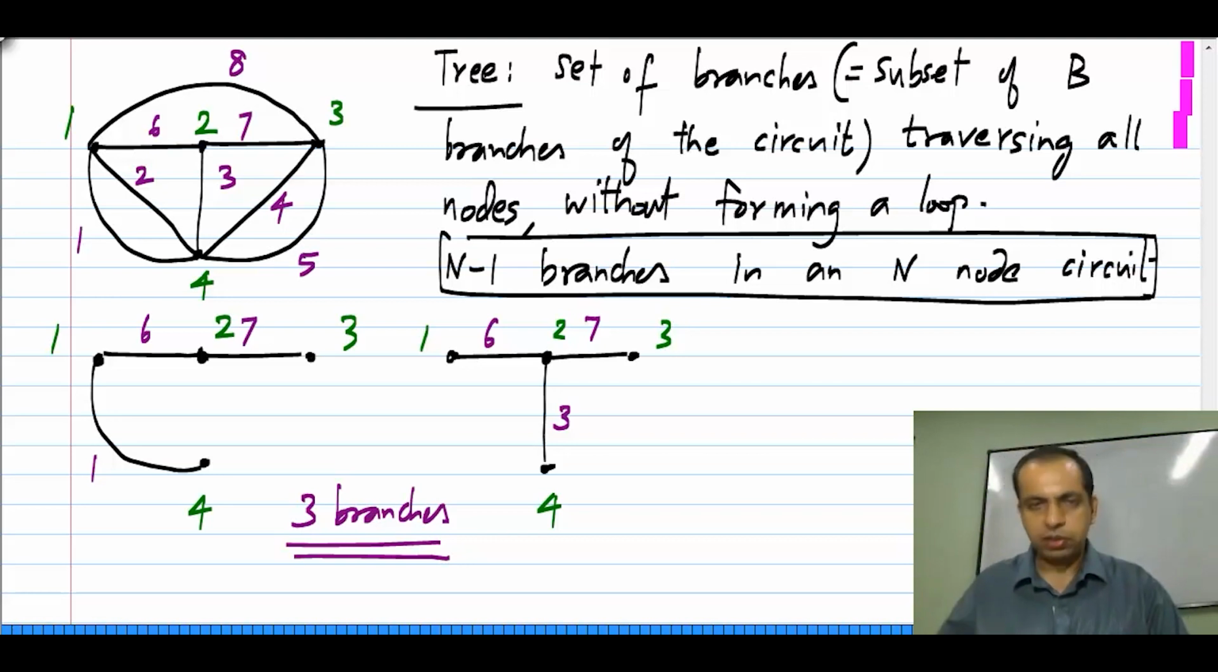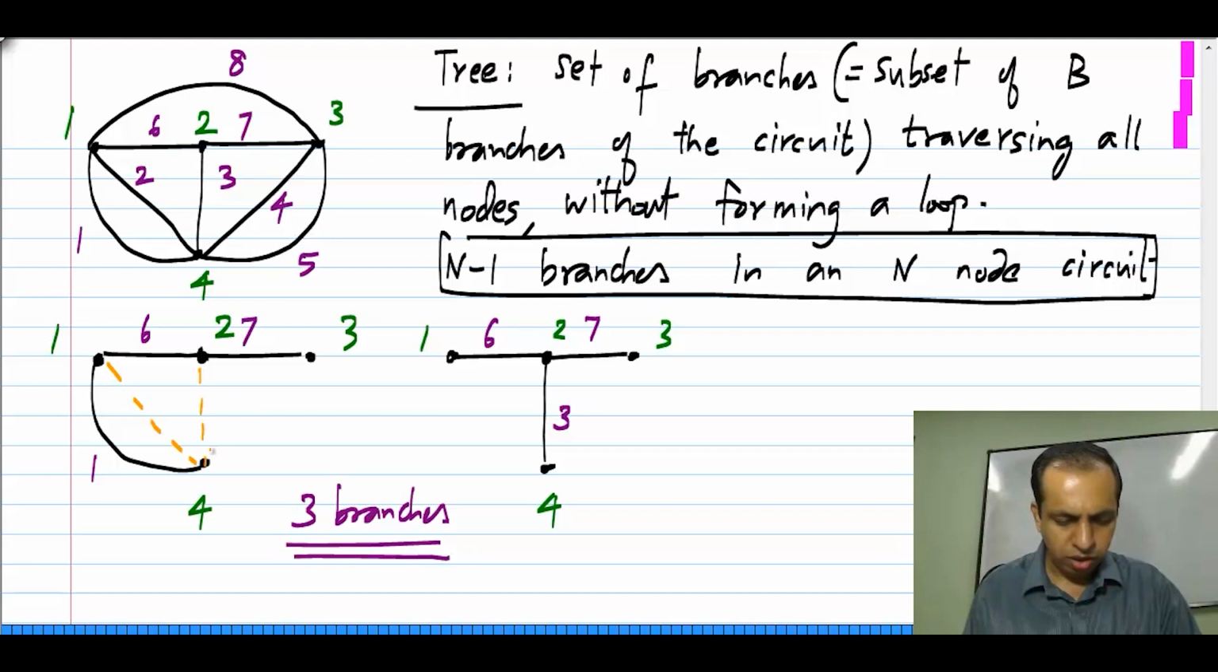So, now what next? It must be pretty obvious what is coming next. Now, if I have a tree, what do I have? I have branches connecting every node of the circuit and there is no loop yet. Now, if I add any more branch, for instance, here I have taken branches 1, 6 and 7. So, what I have left out are, I will show them with dashed lines. Okay. I had left out 2, 3, 4, 5 and 8.